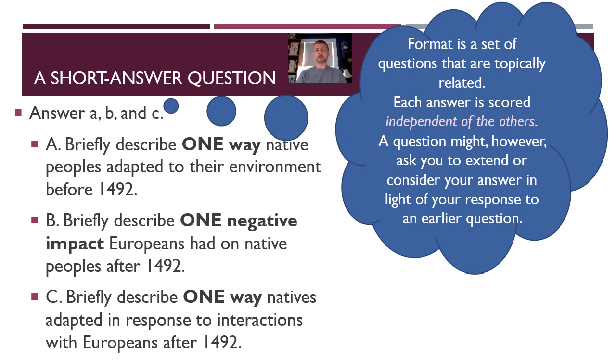Now, it sometimes happens with these that something you answer for A or B, you have to think of for C and either come up with something different or come up with a result or an effect of that answer you already described. So you might have to extend or consider your answer in light of response to an earlier question. That's not uncommon. And that just means you need to read all of these before you start. Don't start writing A until you've read B and C. It's a very important thing.